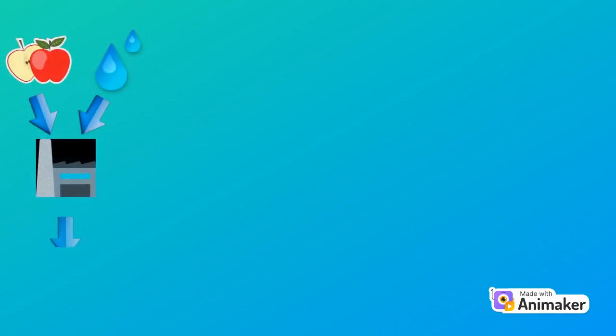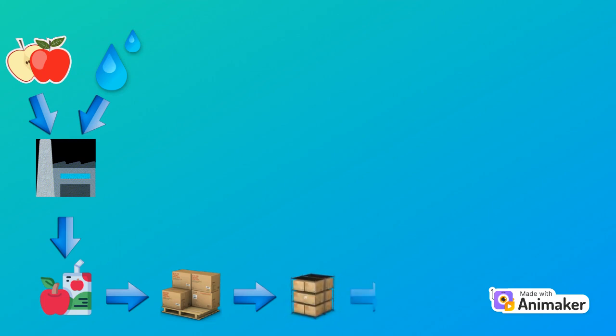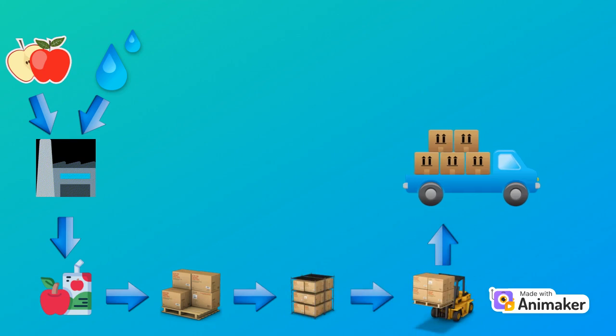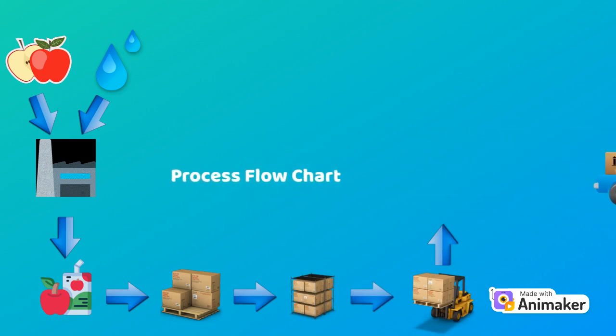The next step is to determine the manufacturing process. The manufacturing process is divided into different steps, starting with the receipt of raw materials, up to the storage and shipping of finished products. This is called the process flow chart.